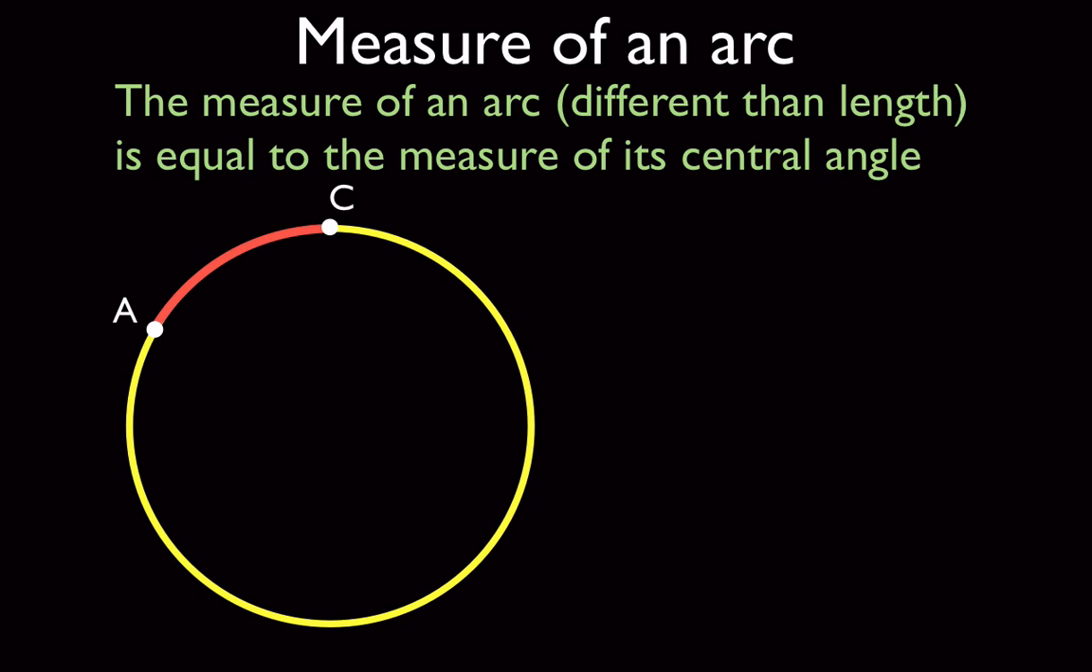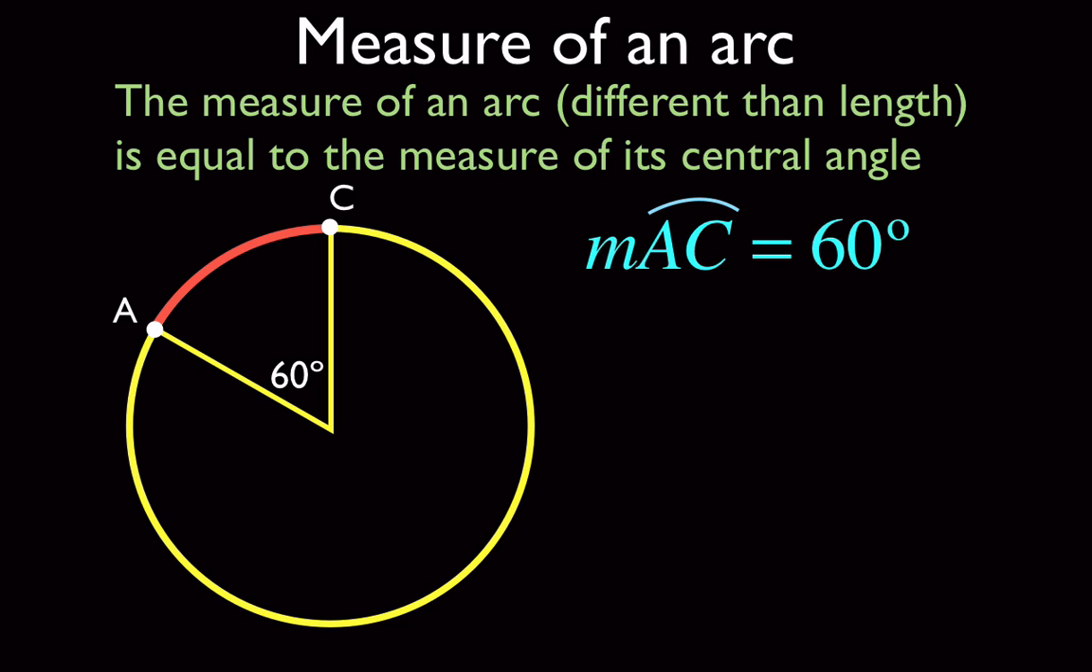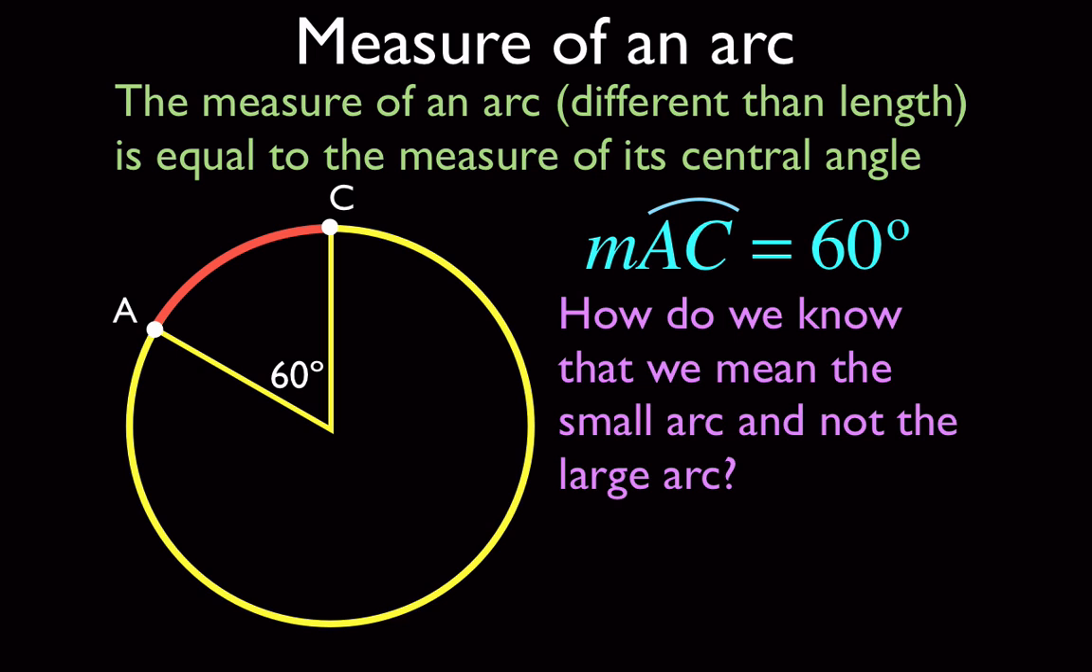Well, in order to do that, we need to know the measure of the central angle. So if I take a look from the center and I say, hey, that's 60 degrees, that means then that the arc is 60 degrees as well. So first of all, here's my question.